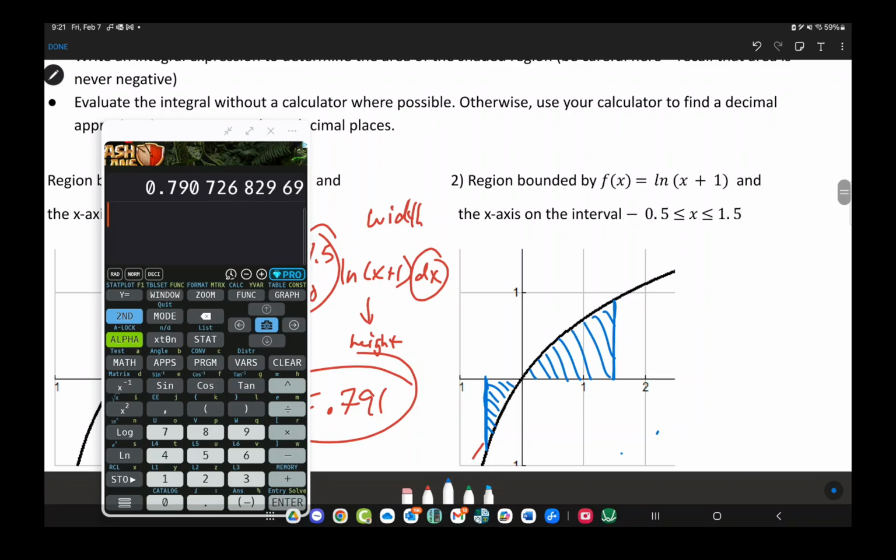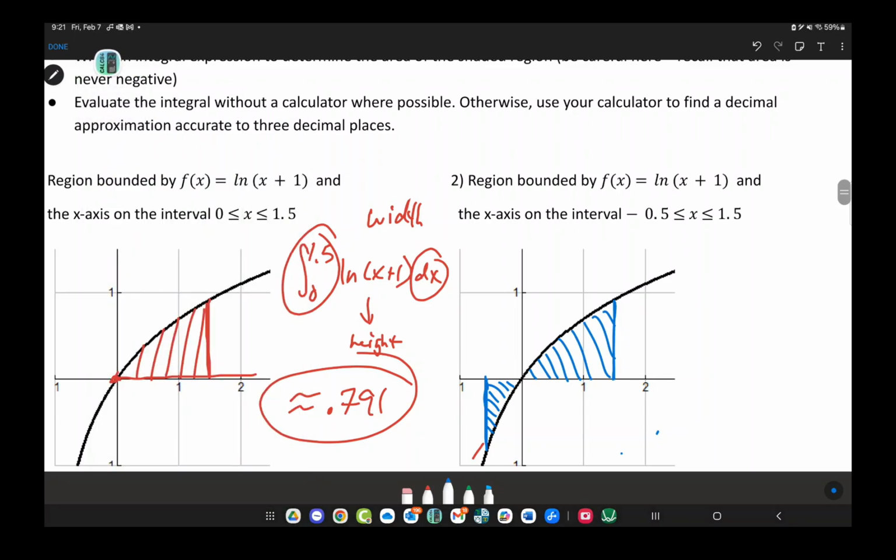So if I have two functions, in this case I have the x-axis, which is y equals 0, and the natural log of x plus 1, at some point, one function will be greater than the other. Okay, in the first graph we had, my natural log of x plus 1 was the greater function. It was above the x-axis. Okay, but here, there's a point where the x-axis is above the function. In those cases, we have to switch things around.